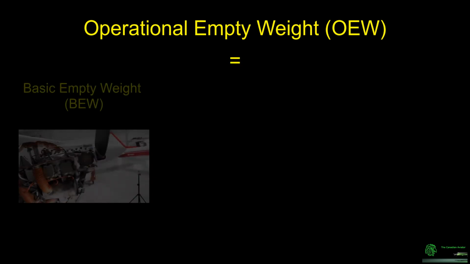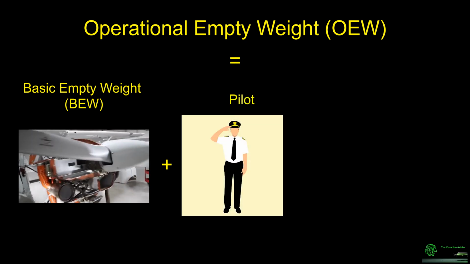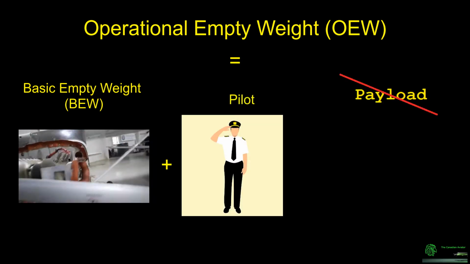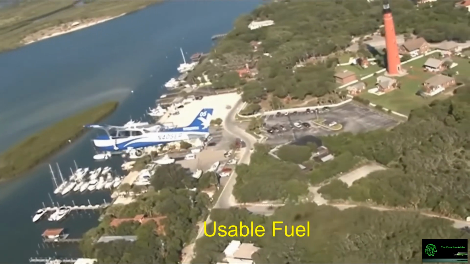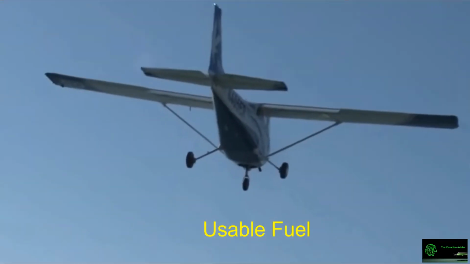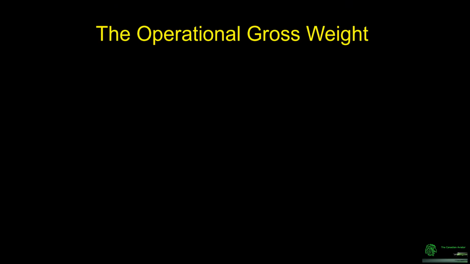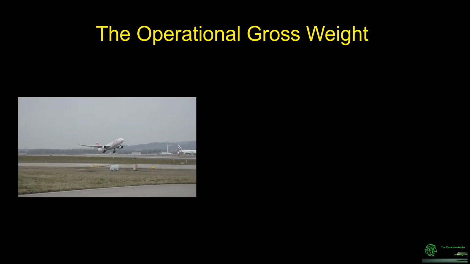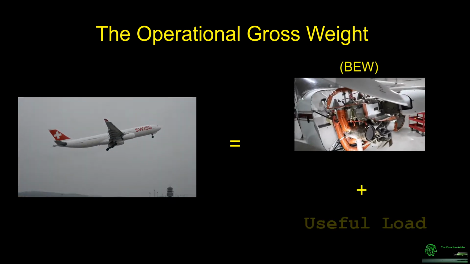The operational empty weight. It's the basic empty weight of the airplane plus the weight of the pilot. It excludes payload and usable fuel. The usable fuel. It's the fuel available for your intended flight. The operational gross weight. It's the weight of the airplane loaded for takeoff. It includes the basic empty weight plus the useful load.